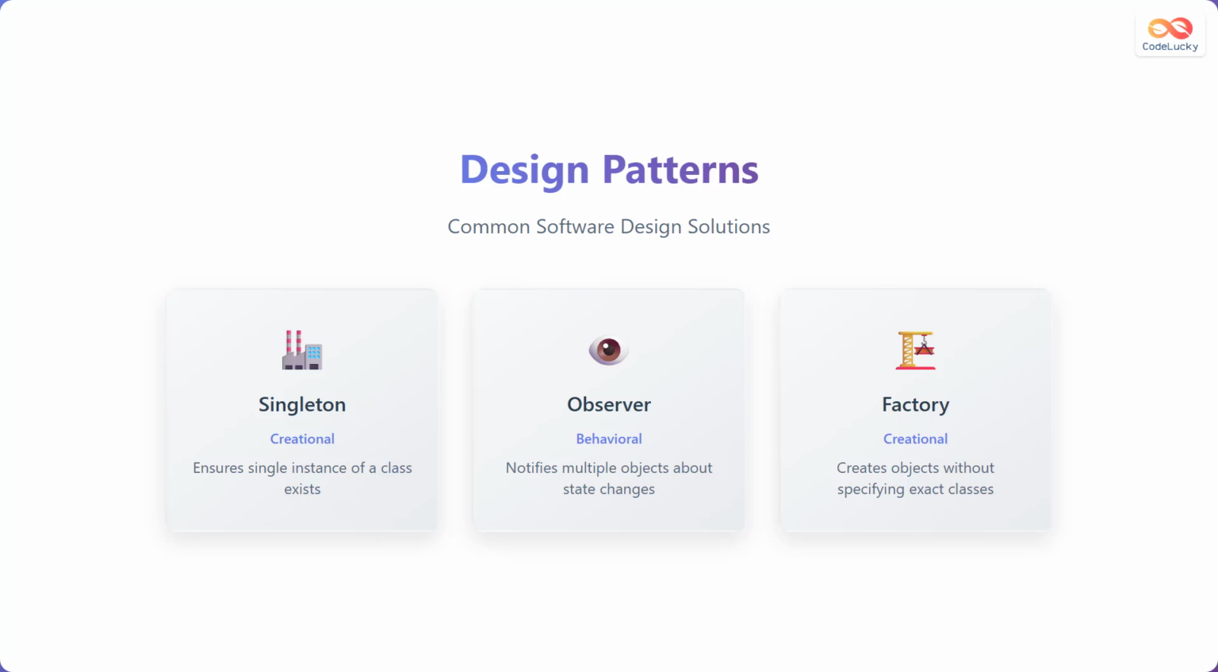The observer pattern is a behavioral pattern that defines a one-to-many dependency between objects. When one object changes state, all dependent objects are notified automatically. This pattern is widely used in event handling systems and model view controller architectures. The factory pattern is another creational pattern that creates objects without specifying their exact classes, promoting flexibility and loose coupling.